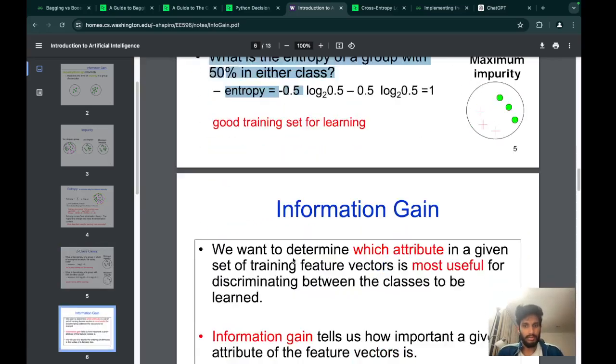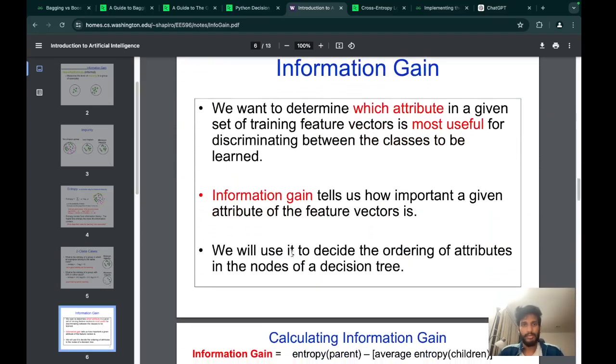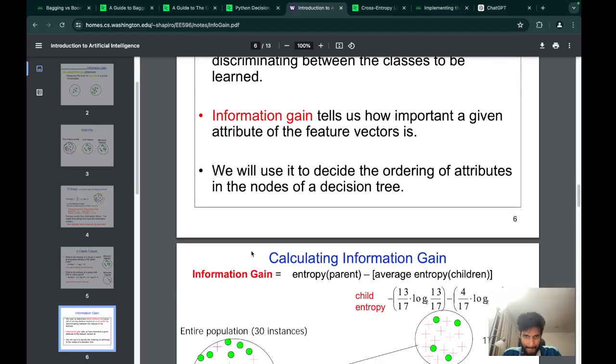University of Washington. Information gain. We want to determine which attribute in a given set of training feature vectors is most useful for discriminating between the classes to be learned. Information gain tells us how important a given attribute of the feature vector is. We will use it to decide the ordering of attributes in the nodes of a decision tree.